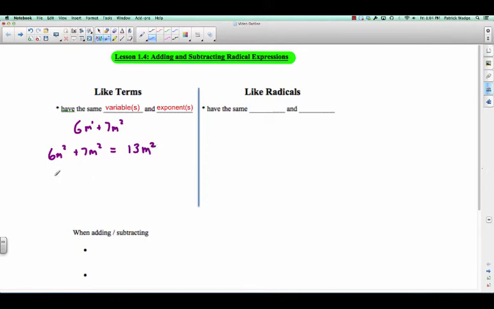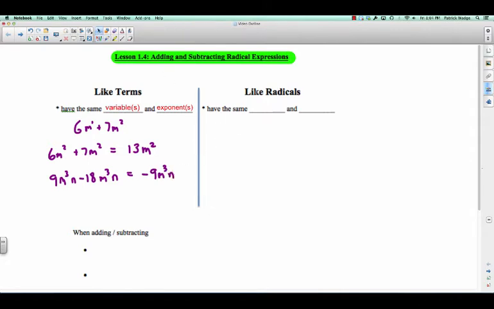Okay, one other example. If it was 9m cubed n minus 18m cubed n, everything has to be the same. If this is m cubed, it has to be m cubed. If this is n to the first, it has to be n to the first. It has to be exactly the same. Okay, so we have 9 of these things, m cubed n. We're taking away 18 of these things, so we end up with negative 9m cubed n.